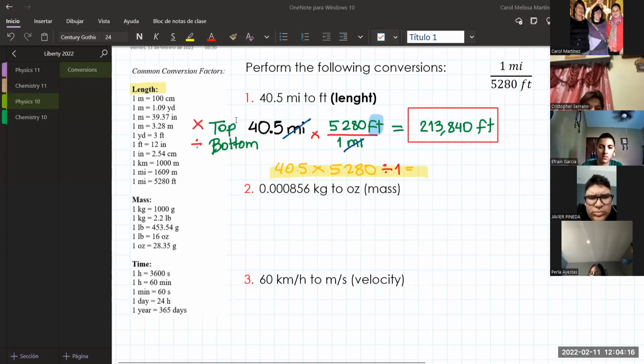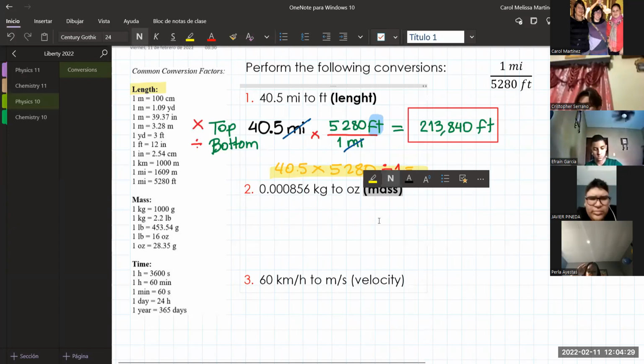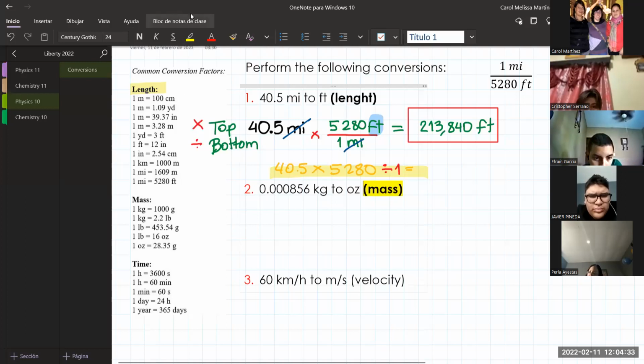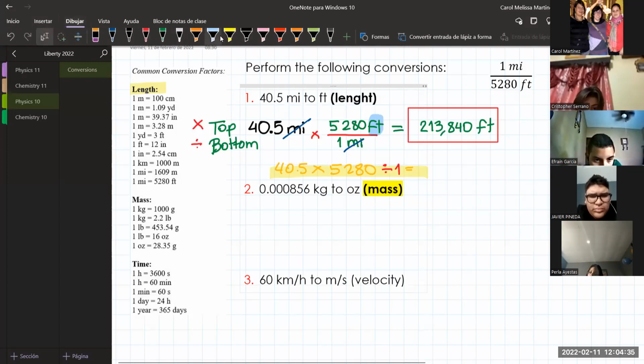Bueno, no doubts, I continue. The second example says you have to convert kilograms to ounces. And this is, therefore, a mass conversion. Okay? We're going to take a look at the part that says mass.